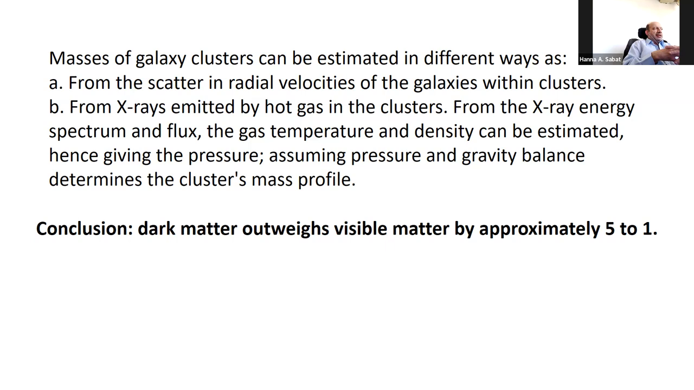Anyhow, it was found that dark matter outweighs the visible matter by approximately 5 to 1 in these clusters, which means there are 5 times more hidden matter, or dark matter, than observable matter, approximately. This is the maximum estimation. So this is another reason why we need dark matter.